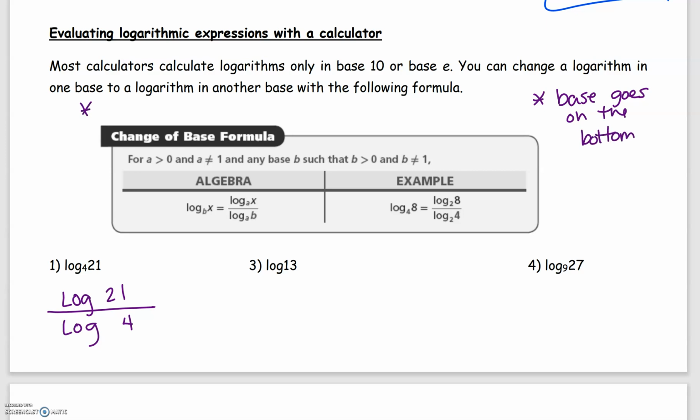We want to rewrite using a quotient or fraction and give the log to both. Then we would just type that into our calculator, and we would get approximately 2.20.